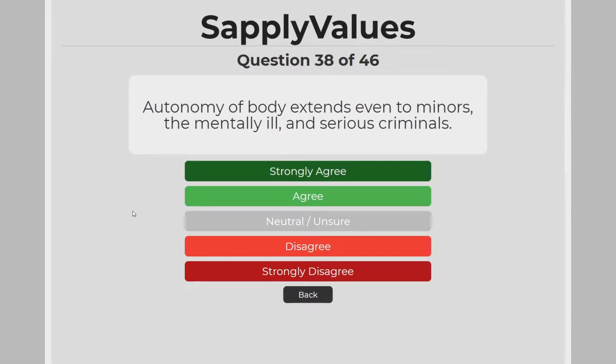Autonomy of body exists even to minors, mentally ill, and serious criminals. I'd strongly disagree with this. Definitely not to minors because we know where that would go. Definitely not to the mentally ill because, like I said before, I'm not full libertarian in the sense of, oh yeah, even if you're mentally ill, you can cut your arm off and blow your brains out. I'm not that libertarian. And serious criminals, no, obviously, because if they were a serious criminal sitting in prison or whatever, they would probably try to kill themselves if they had the chance. So I strongly disagree with this.